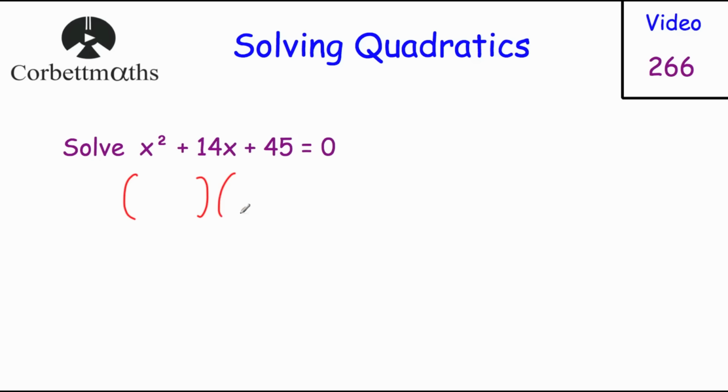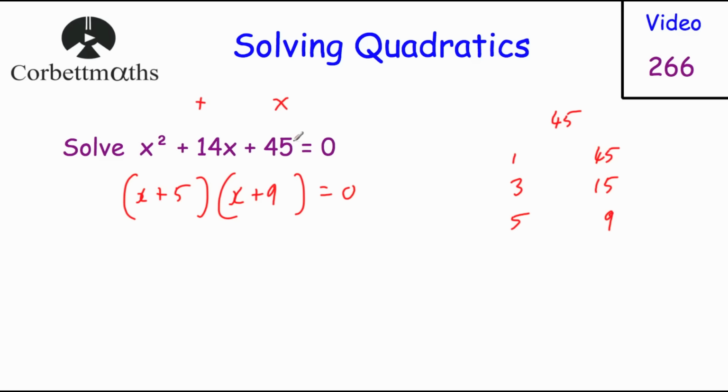So we'll put our brackets down, and we're going to put x's at the front of both of them, and we're going to look for two numbers that will multiply together to give us 45, and add together to give us 14. We could do 5 times 9. 5 times 9 is 45, and they add together to be 14. Fantastic. So we've got x plus 5, and then x plus 9 equals 0.